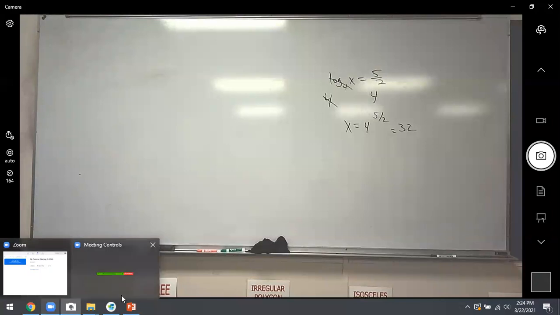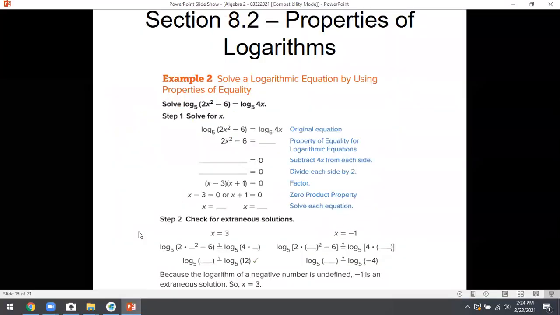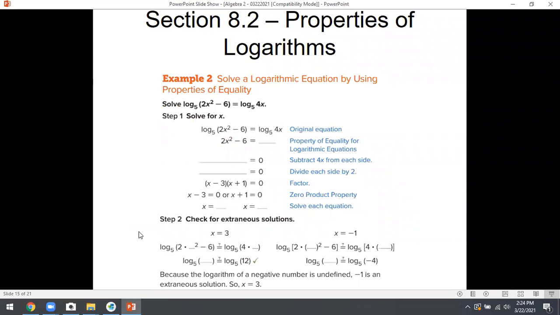Let's see. Let's do another one. How about this thing right here? That looks kind of scary. Let's jot that down. Log base 5.